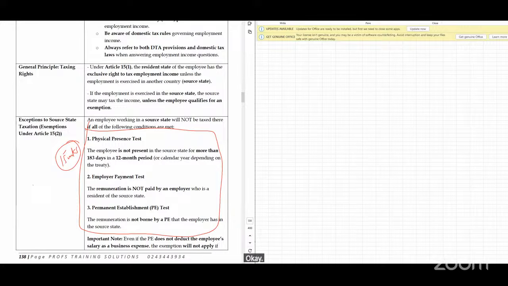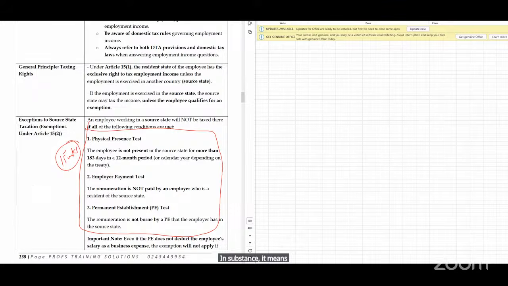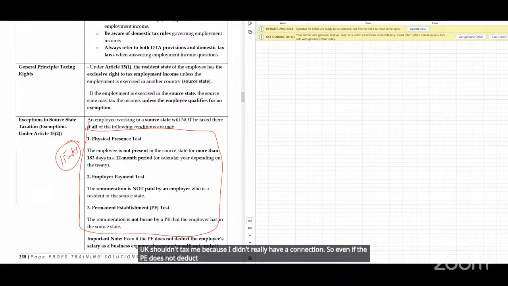Did you understand? So one, if I'm working in the UK, I didn't stay in the UK for 183 days. The person who paid my salary is not a resident of the UK. And my salary wasn't paid through any branch in the UK. That means I was not literally in the UK. In substance, it means maybe my contract is in the UK, but it really tells me I wasn't really in the UK. Understood? So should the UK tax me? No, sir. The UK shouldn't tax me because I didn't really have a connection. So if the PE deducts your salary as a business expense, the exemption will not apply. Do you get the whole idea?